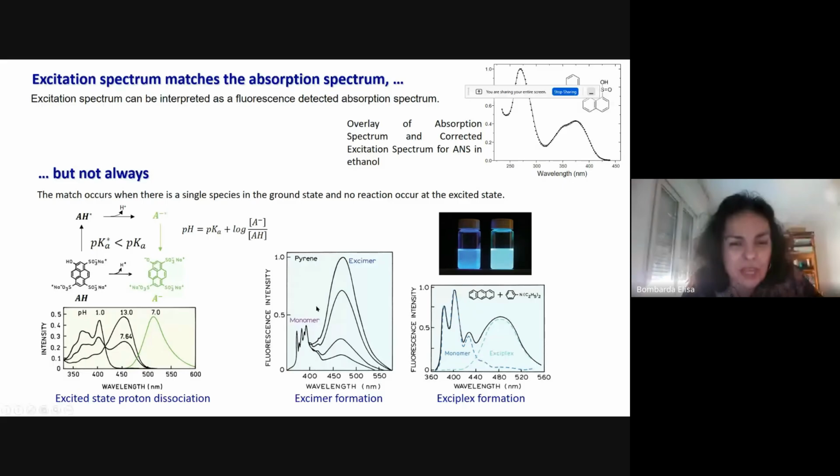molecule than the one that I was exciting. And exciplexes are forming a complex, in this case with different molecules. That can happen in the excited state. It is favored in the excited state. And also there is an example in which I get fluorescence from a different species instead of the one that I was exciting. And so, as you see, there are no symmetric rules. Okay.